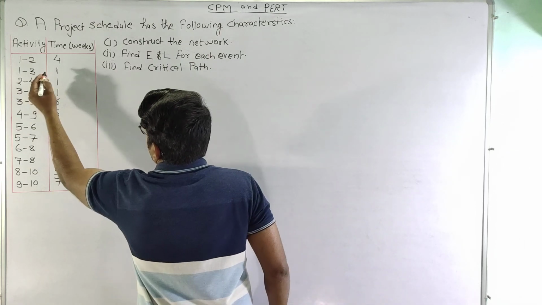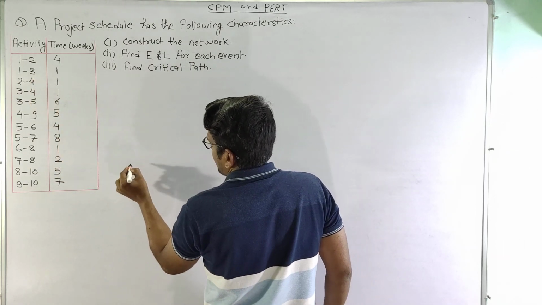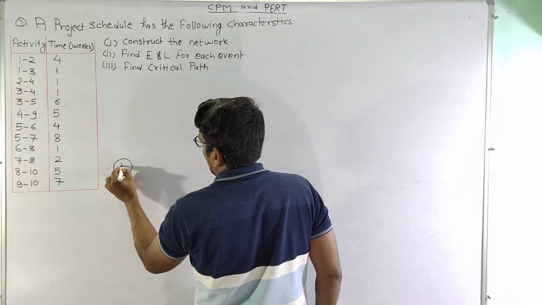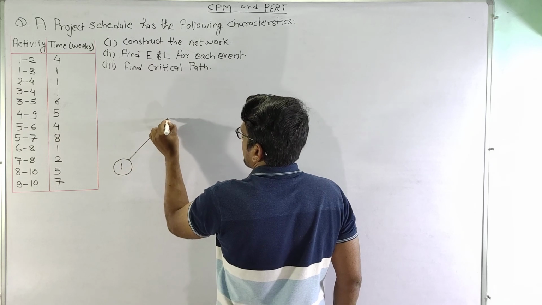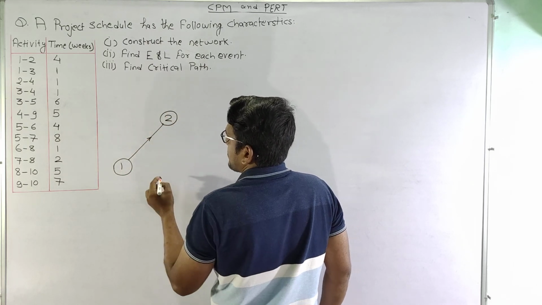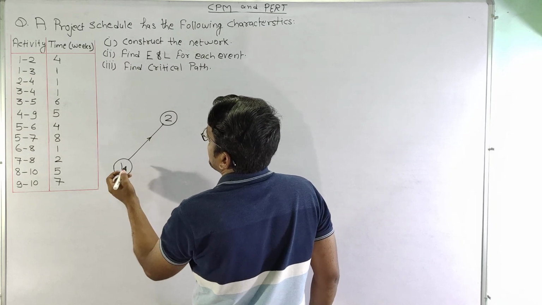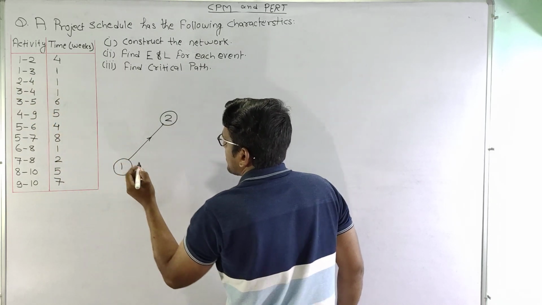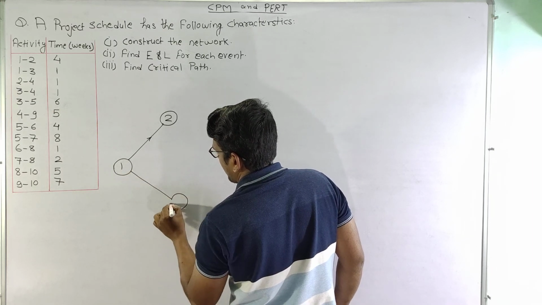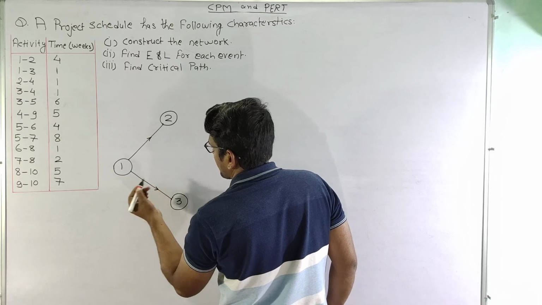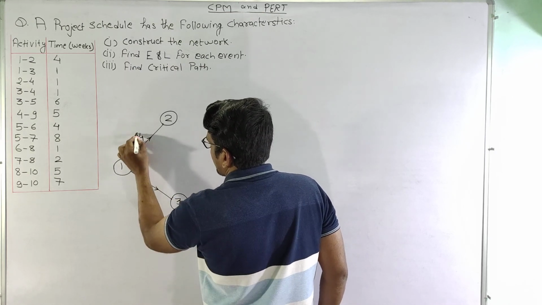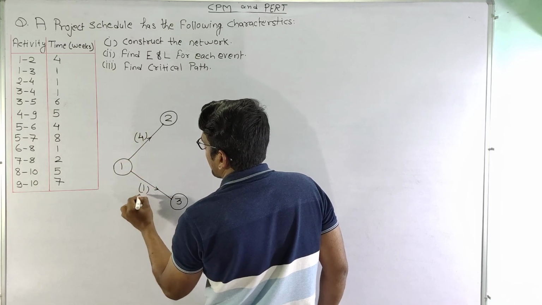So the first activity 1 to 2 has the time 4. We'll first write the activities. This is node 1, this is node 2, and this is 3. This is activity 1 2, activity 1 3. This has the time 4 weeks, and this has the time 1 week.